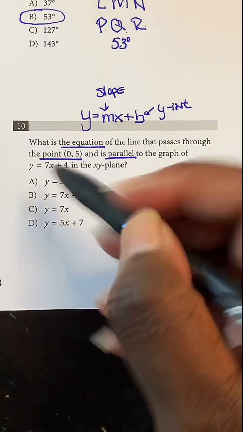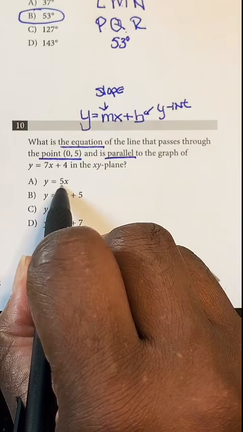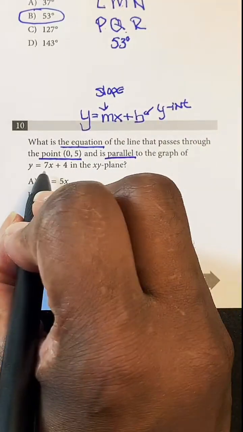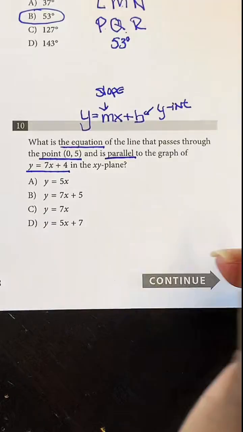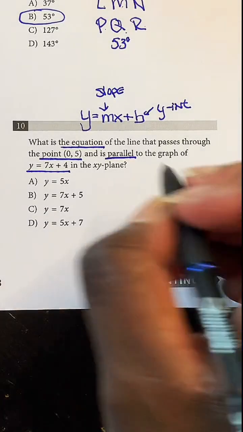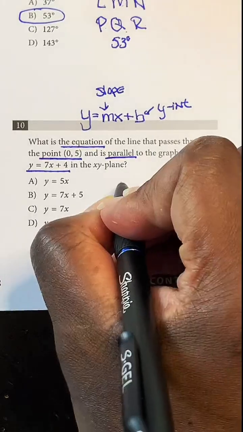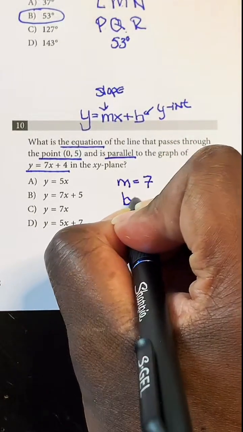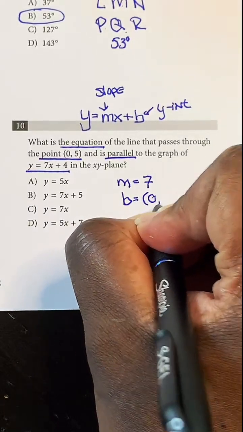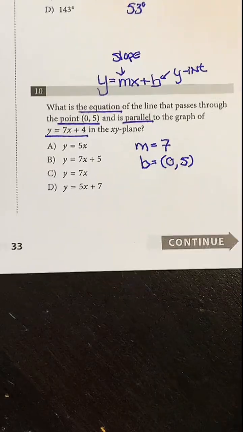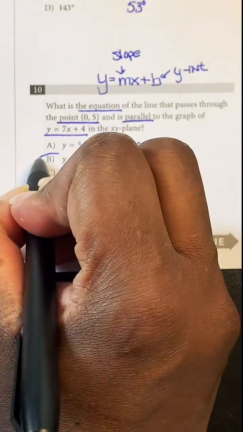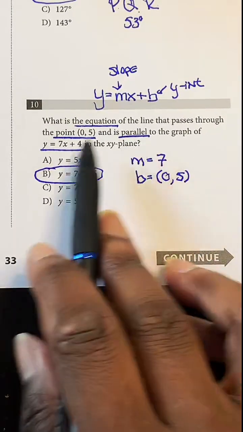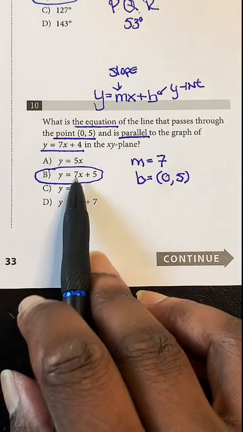Right away, I'm taking a look. This 5 is not an indication of slope. That's not what they're saying. All right? They're also telling us that it's going to be parallel to this equation. One thing you need to know about parallel lines, their slopes are the same. So we have a slope that's a 7. We have a y-intercept that is 0,5 or just a 5. The only one that matches that description is going to be B. It gives us our slope. Parallel lines have the same slope. So the slope had to be 7.